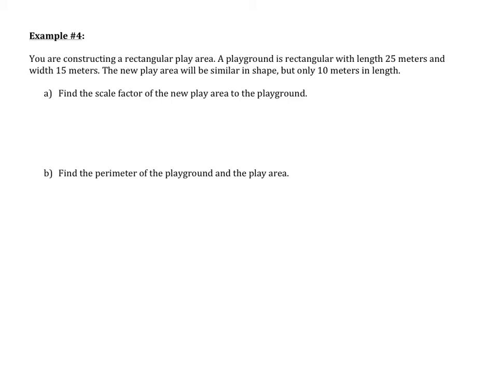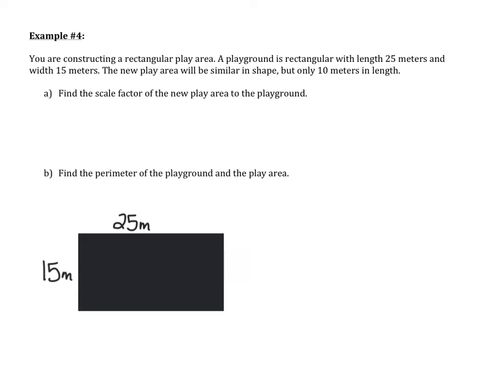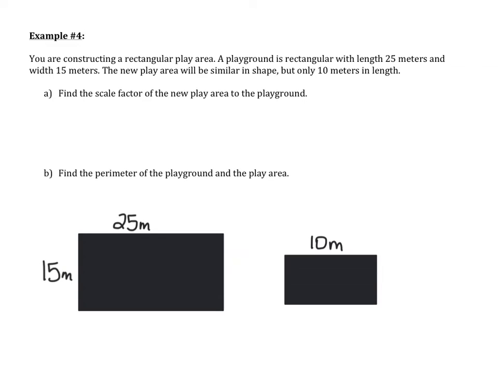Example number 4. You are constructing a rectangular play area. A playground is rectangular with length 25 meters and width 15 meters. The new play area will be similar in shape but only 10 meters in length. Part A says find the scale factor of the new play area to the playground. As always, let's draw a picture first. So we have a playground that is rectangular with lengths of 25 meters and 15 meters. And now we have this new play area that will be similar in shape but only 10 meters in length. So it'll look like that.